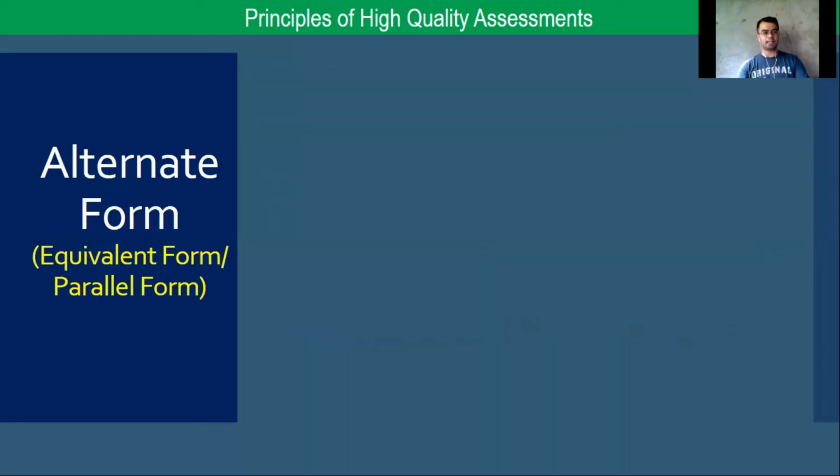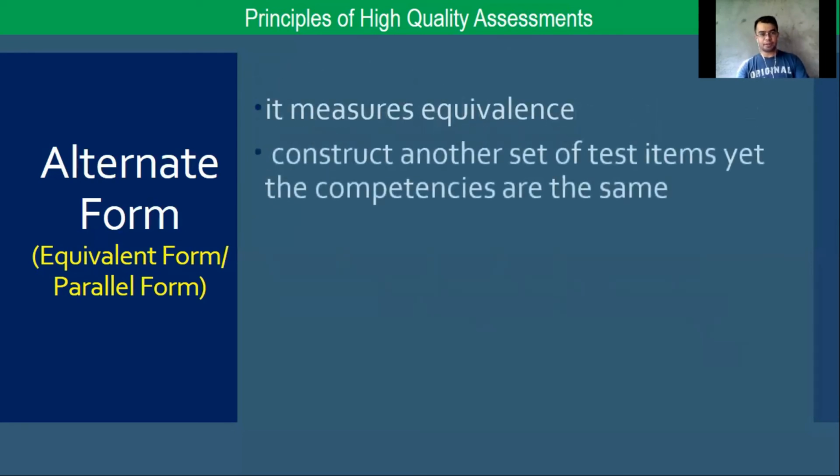Second one is alternate form, which is also known as equivalent form or parallel form. This one will measure equivalence. You are going to construct another set of test items, yet the competencies and standards are the same, meaning you have to make another exam in order to address the issue of test-retest.